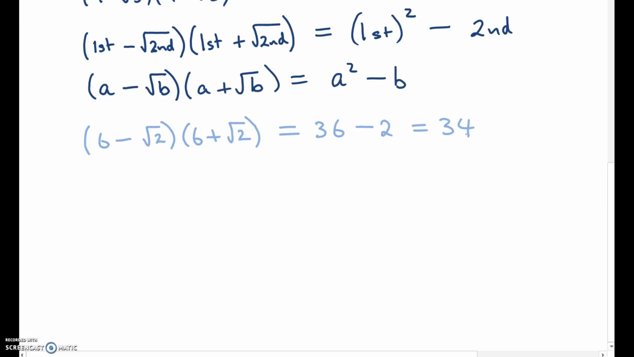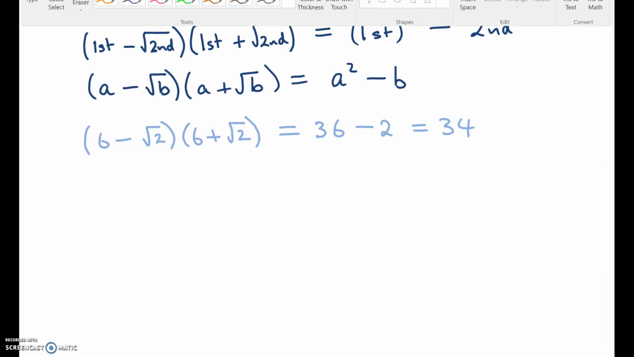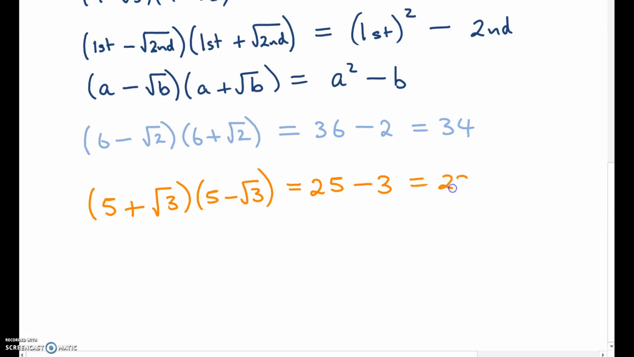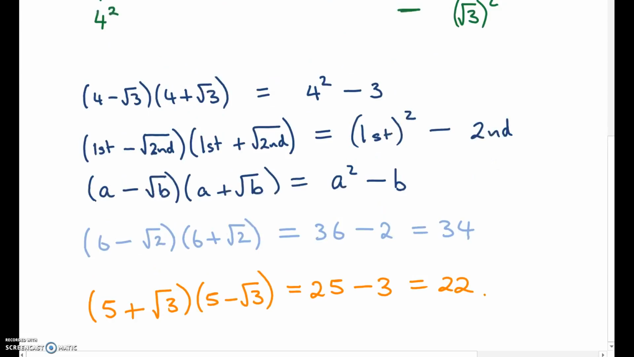We'll do one more, and then we'll stop. Let's say we had 5, and it doesn't matter whether you put the plus or the minus in the first one, so let's go with a plus here. 5 plus the square root of 3 times 5 minus the square root of 3. The important thing is we're always multiplying conjugates. It's going to be the first one squared, so that's 25, minus the second number, which is just 3. So 22. And that gives us a way to multiply conjugates very quickly.